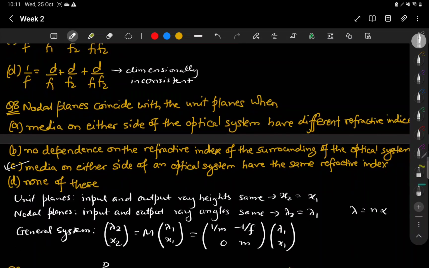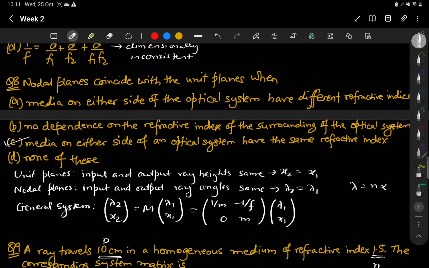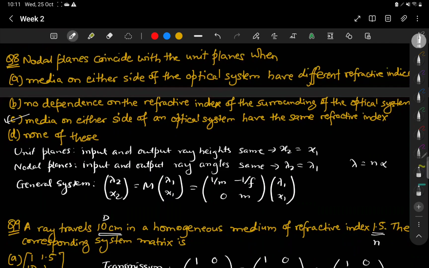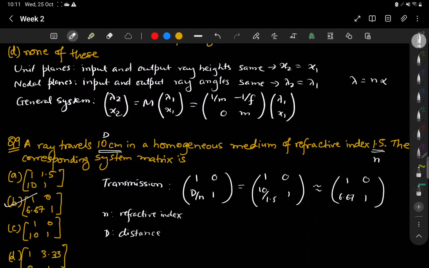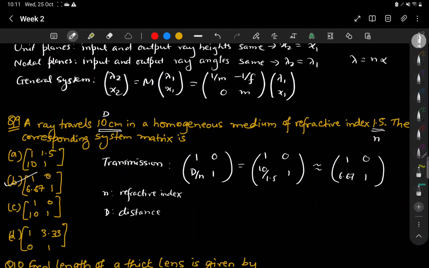Nodal planes coincide with the unit planes when media on either side of an optical system have the same refractive index. Another question for finding out the system matrix for transmission. The transmission system matrix is very simple. It just depends on the distance of transmission and the refractive index of the medium in which the transmission takes place.